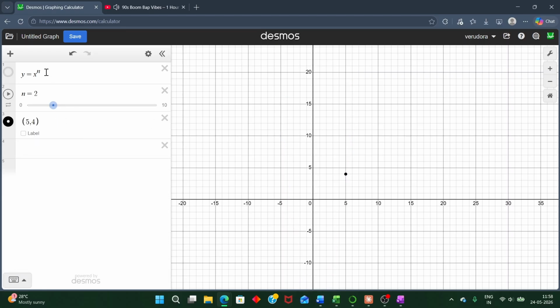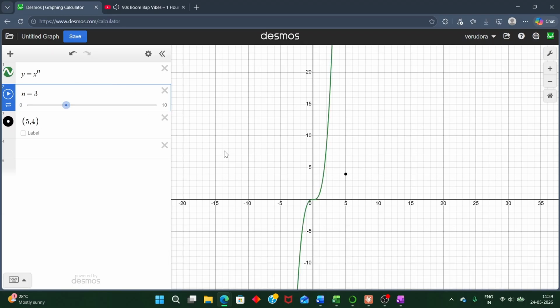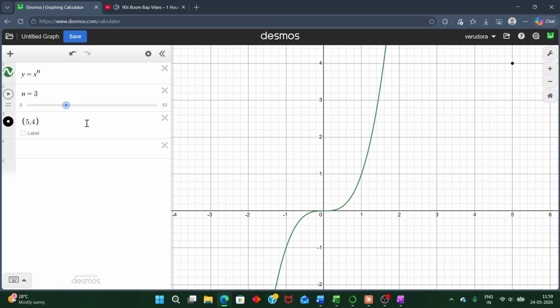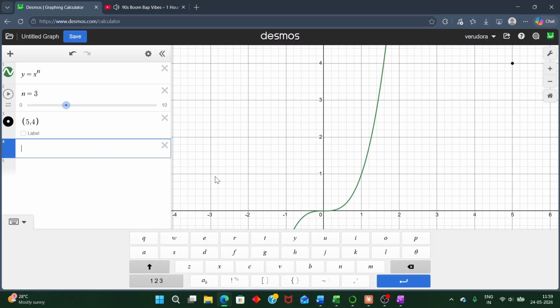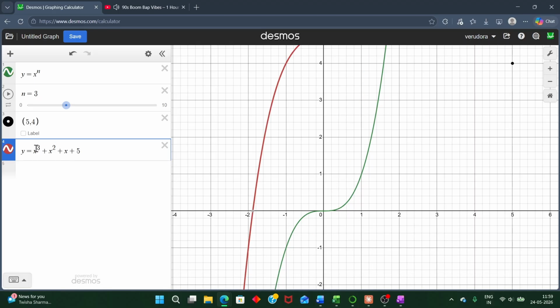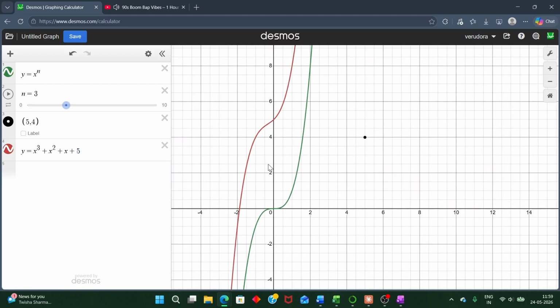And now by changing x to the power 3, what you essentially get is a cubic polynomial. Cubic polynomials are basically defined by the general equation y is equal to x cube plus anything of lower powers, x square plus x plus a constant, like let's take 5. So a cubic polynomial can be followed by any polynomial which has a degree lower than 3, and it will still remain a cubic polynomial.